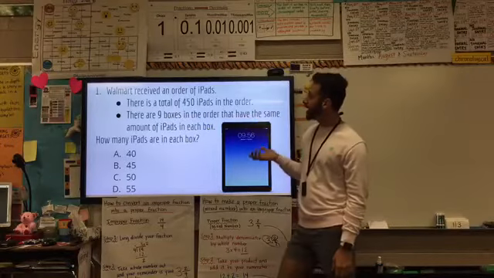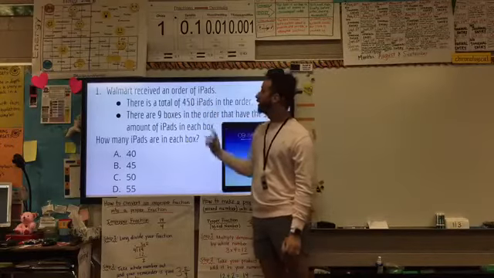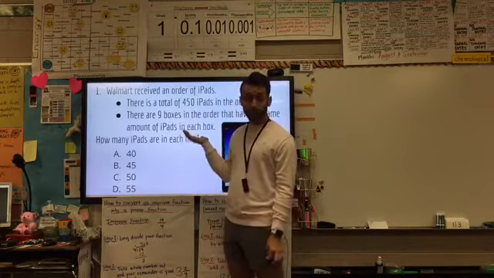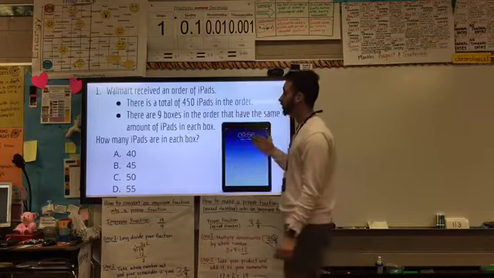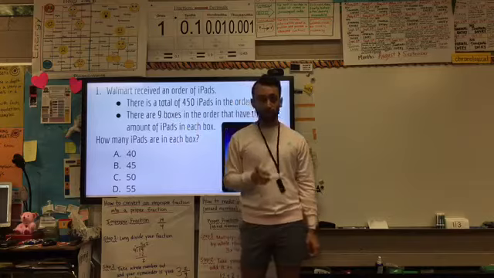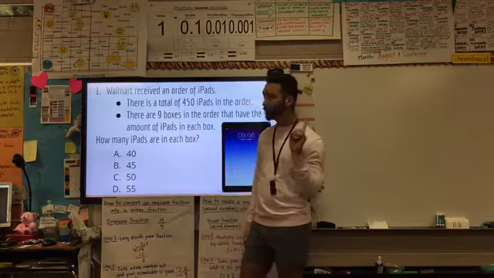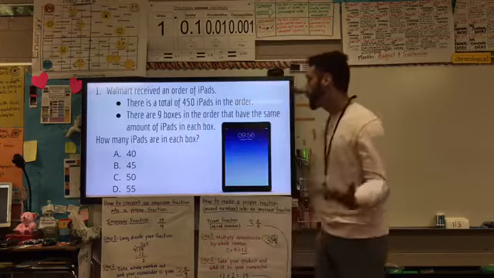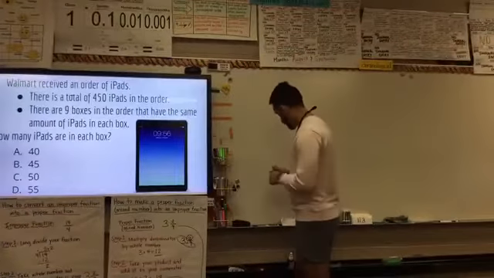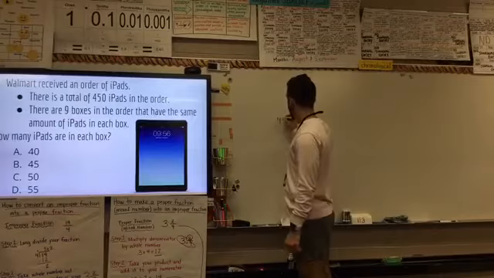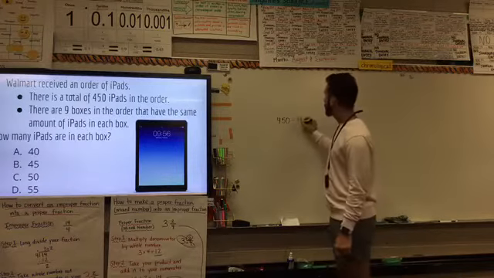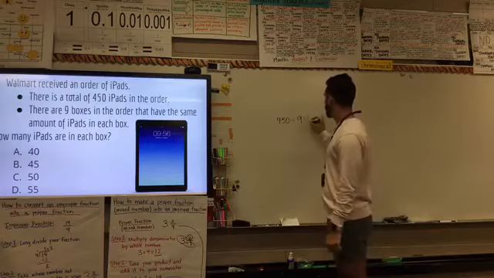The total amount of iPads is 450. The groups, there are 9 groups, which are your boxes. So you need to distribute, or figure out how many are in each of the boxes. You need to tell me exactly how many iPads are in one box. To figure that out, you're going to do your long division. So you're going to have your 450, divide by 9 boxes equals something.